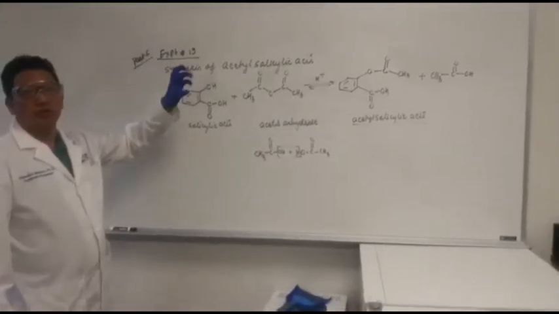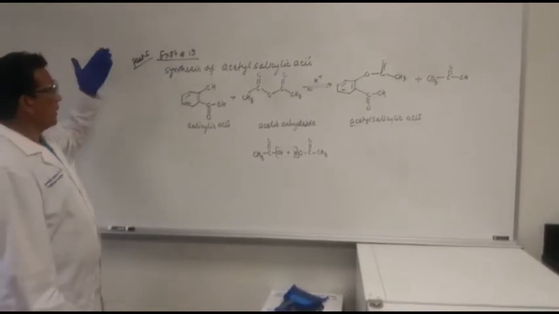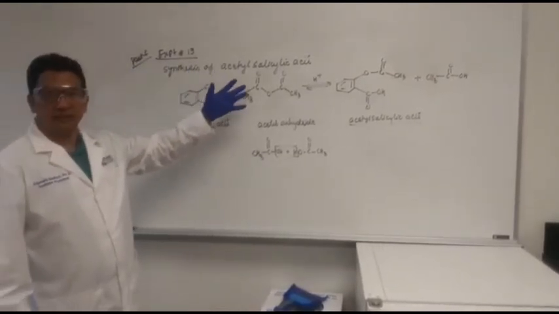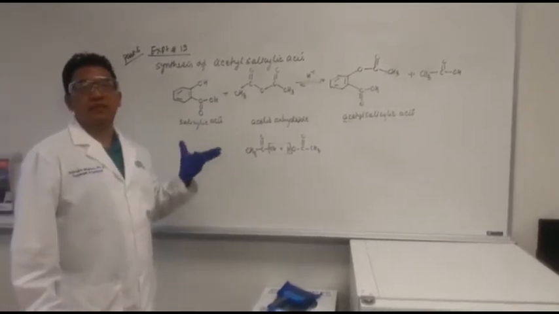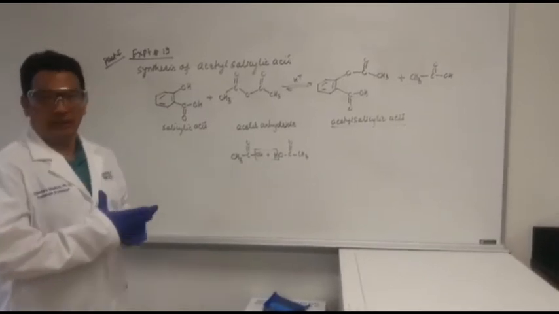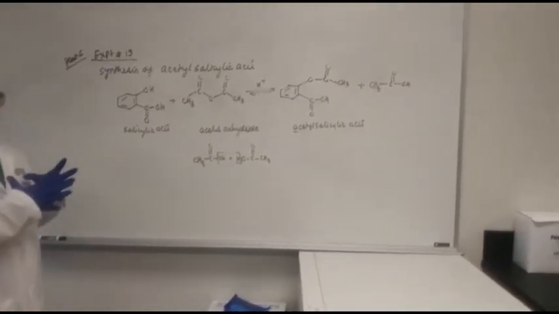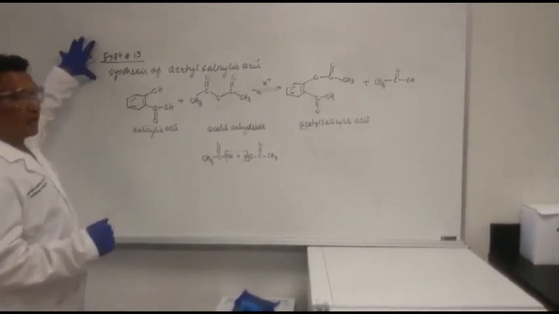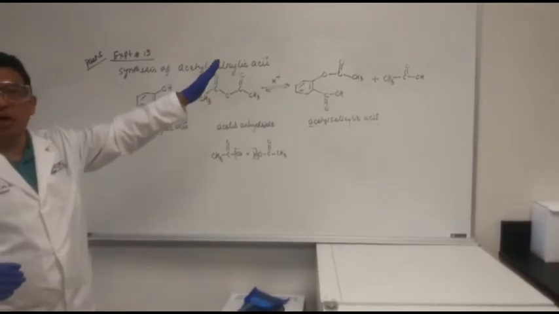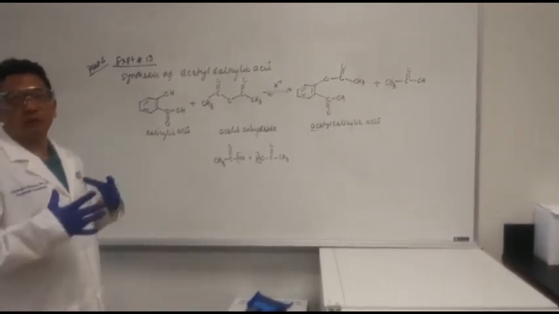Okay, today we are going to do experiment number 19, that is synthesis of acetylsalicylic acid, the active ingredient of aspirin, which is an analgesic or painkiller. There are two parts in this experiment. Part 1 is synthesis and purification of acetylsalicylic acid. In part 2 you will be doing the TLC of some analgesics.